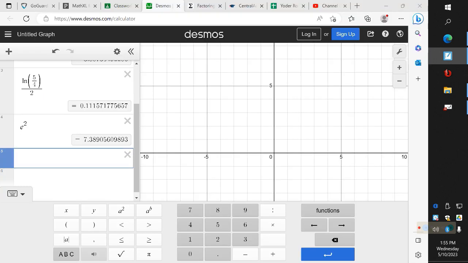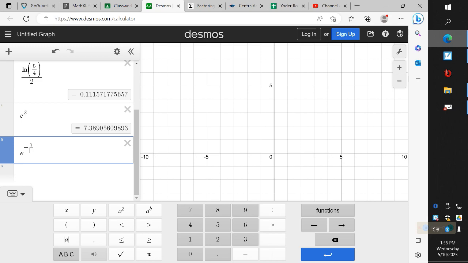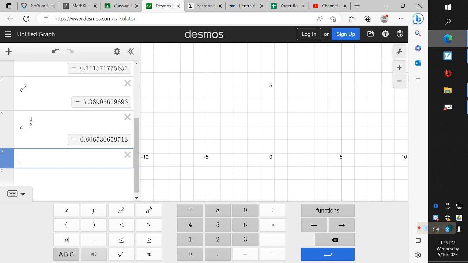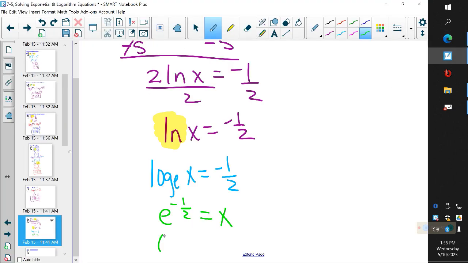I come back over to Desmos, and I type in e to the -1 divided by 2, and it pops out, rounding 2 decimal places, 0.61 is equal to x.